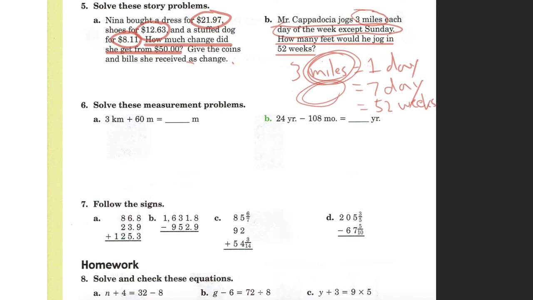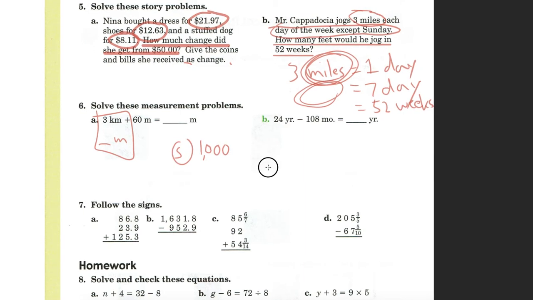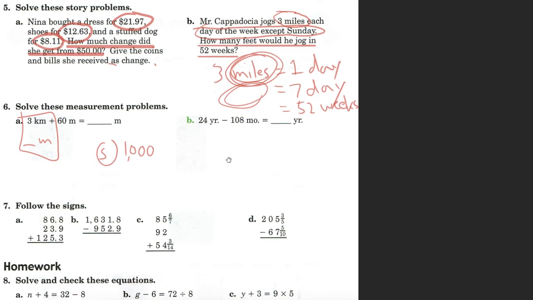All right, 6, solve these measurement problems. So 3 kilometers plus 60 meters equals how many meters? All right, so you're trying to figure out how many kilometers are in meters first, because our answer needs to be in meters. Special number is 1,000. Sorry, there's 1,000 meters in 1 kilometer. Okay, yeah, because kilo means 1,000. Remember?